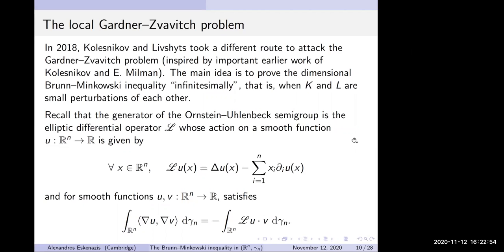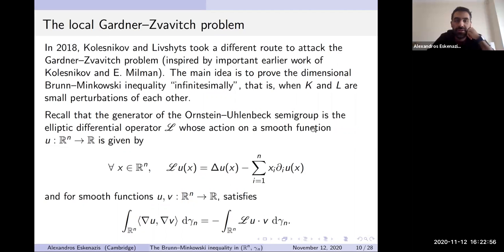So now recall that the generator of the Ornstein-Uhlenbeck semigroup is the elliptic differential operator on R^n, which acts on a smooth function in the following way. So L of u of x is the standard Laplacian of u of x minus the sum of x_i times the partial derivative d_i u of x. So that's the Laplacian minus x dot the gradient of u.